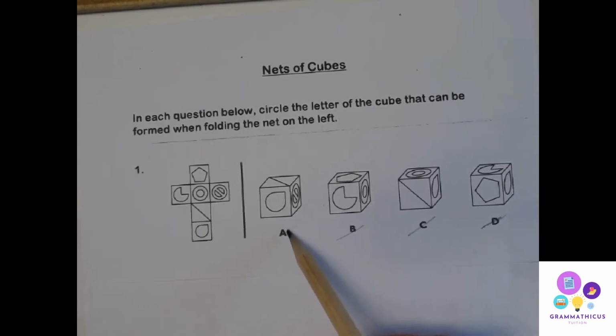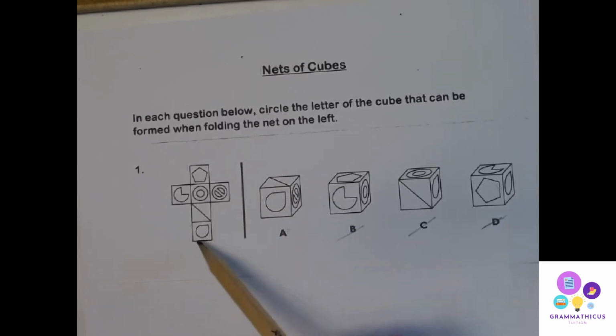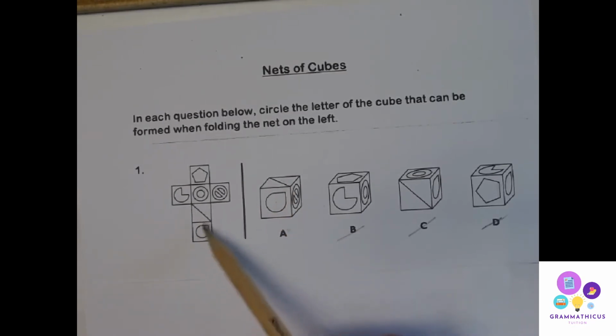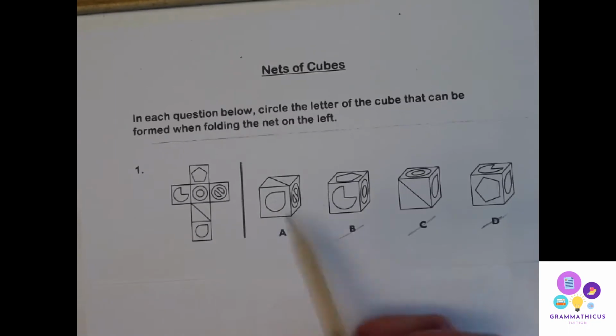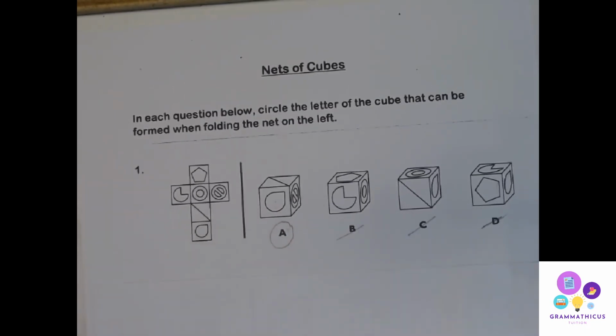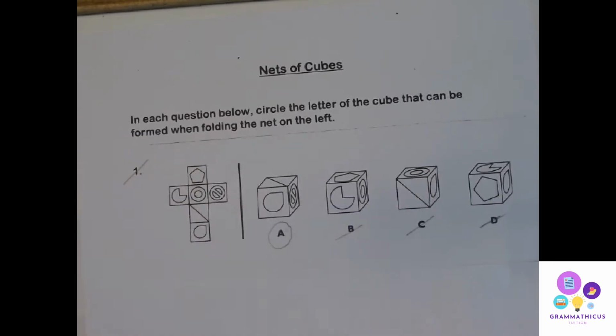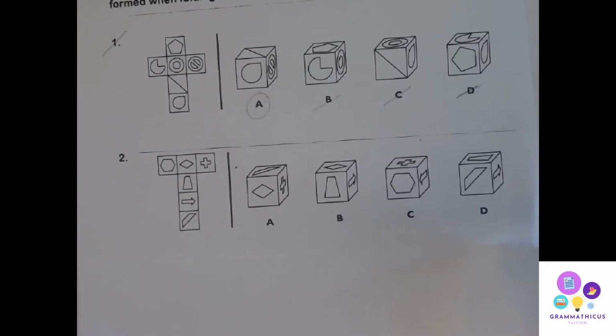Now I can do a bit of a check on that by checking the relationship of these different faces to one another. If I look over here, I can see the lemon, and above it I have the diagonal line, and then to the right of it I have the circle with the line across. So I can confidently circle A, I can mark that on my answer sheet, and then I'm going to move on to the next question. So let's have a little look at question number 2.